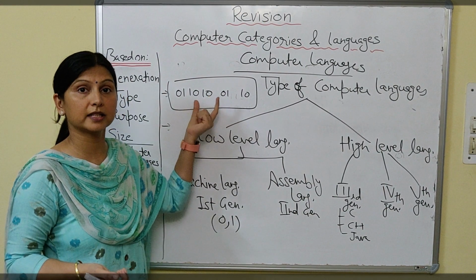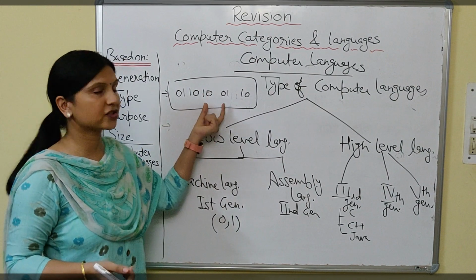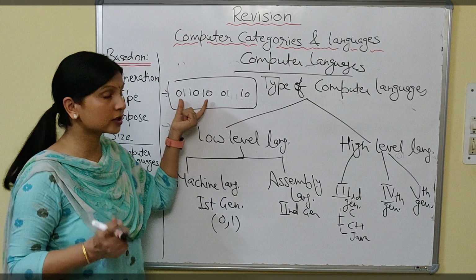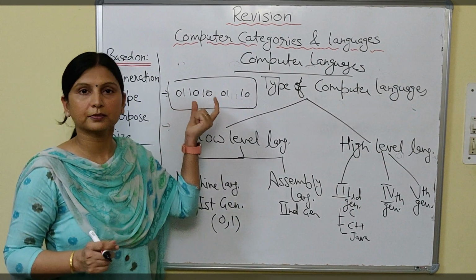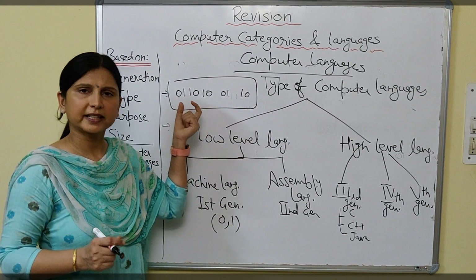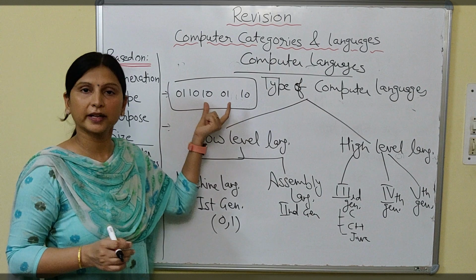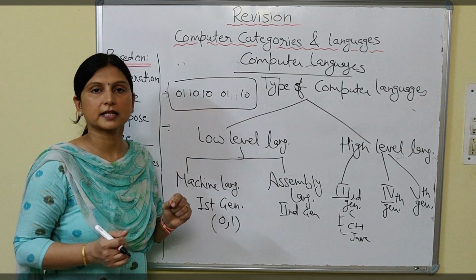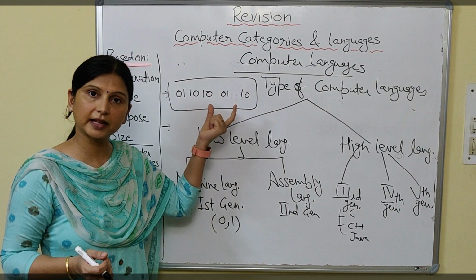This type of language was not easy to give instructions in, because first you need to memorize the codes. Like for addition, this is the code. For subtraction, this is the code. So it was very difficult to instruct the computer in terms of 0 and 1. But there were some advantages also. What are the advantages of machine language?